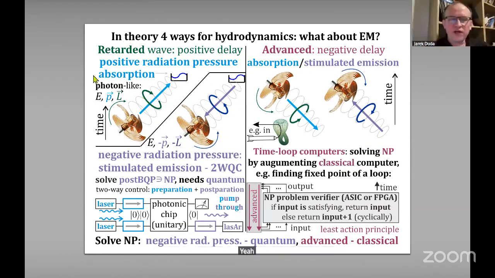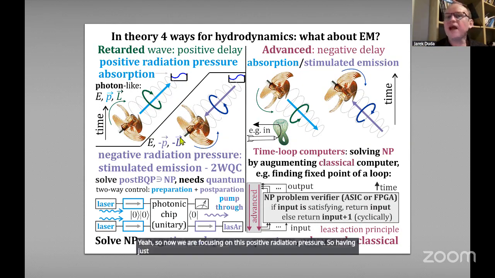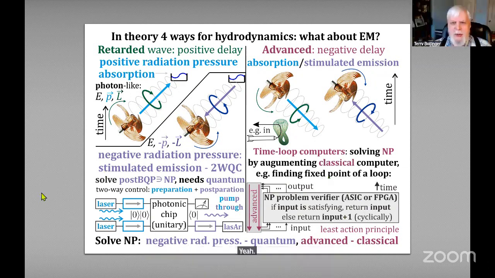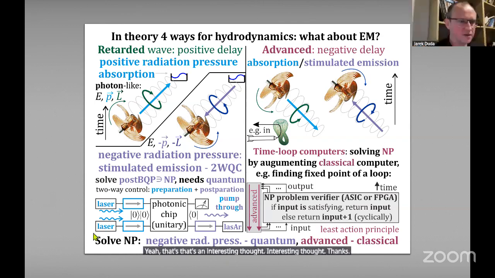Yeah, so now we are focusing on this positive radiation pressure. Having just negative radiation pressure, like this marine propeller, would already allow us to solve NP problems with quantum computers, by influencing both the state preparation and post-preparation, the initial and the final state. But having advanced waves, we could also solve NP problems with classical computers by enforcing physics to solve our fixed loop problem.